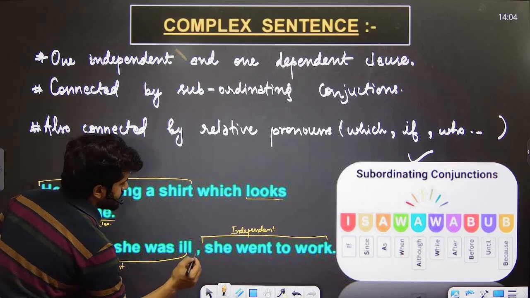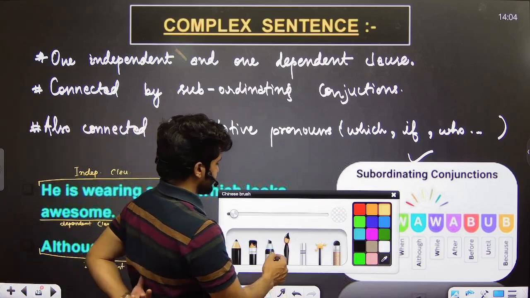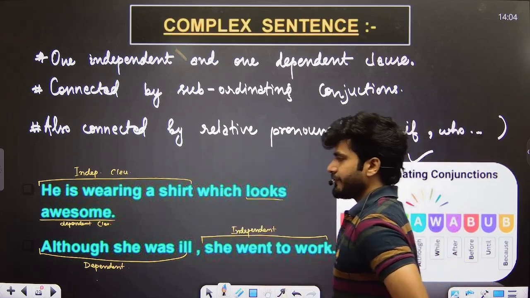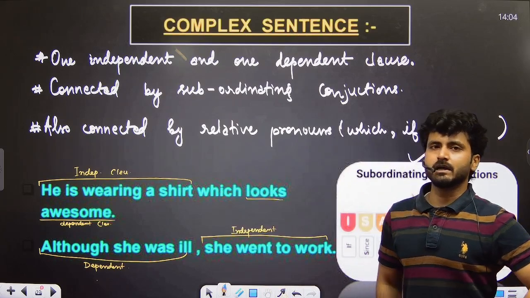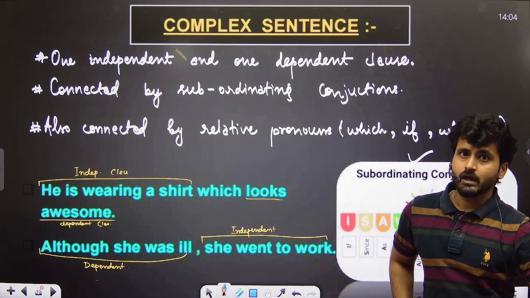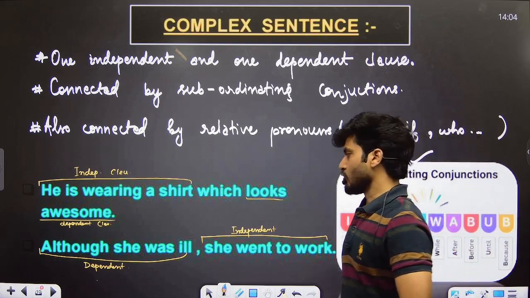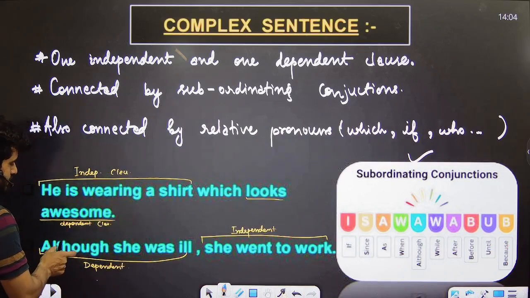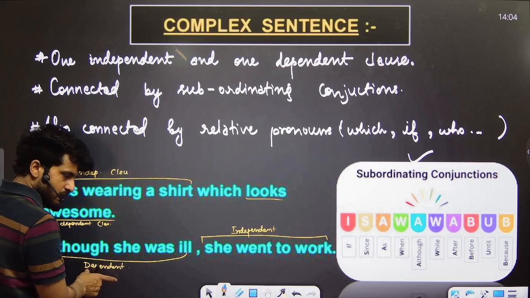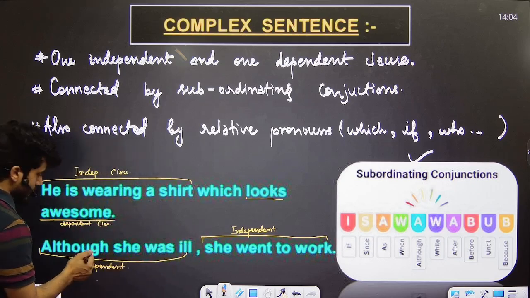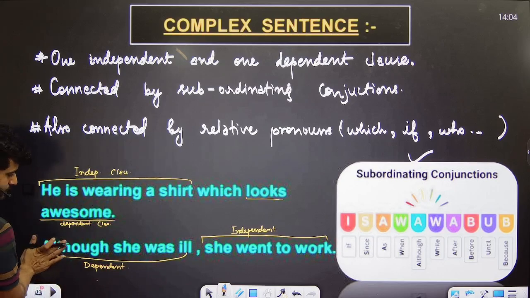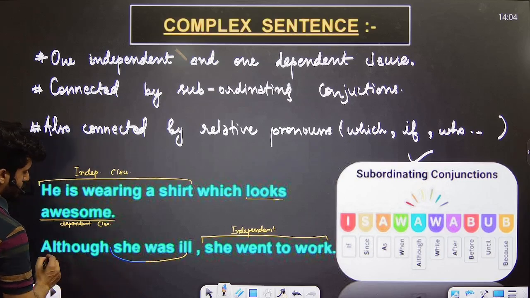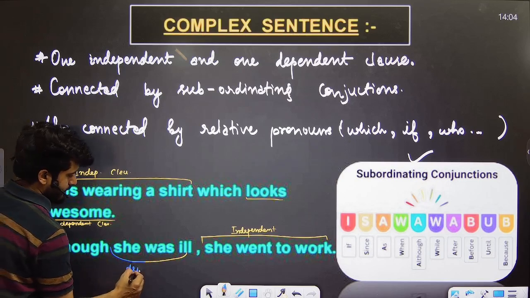And now you can observe here a comma. Why is the comma used? See, if you are starting a sentence with a dependent clause, then after the dependent clause you need to provide the comma. Here the sentence was started with independent, so no comma was used. But here it has been started with the dependent clause and then you have written the independent. Although is a subordinating conjunction. This is dependent.